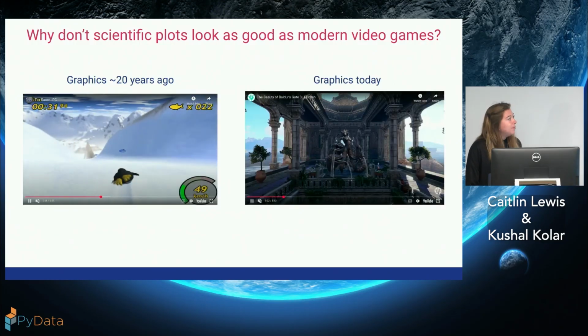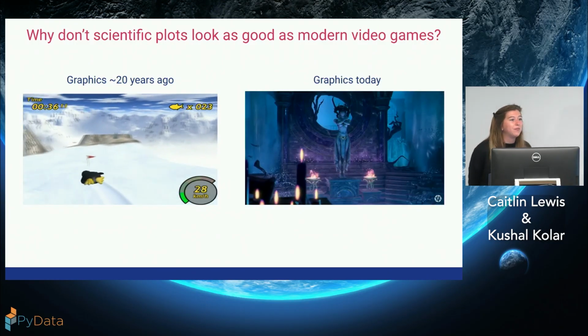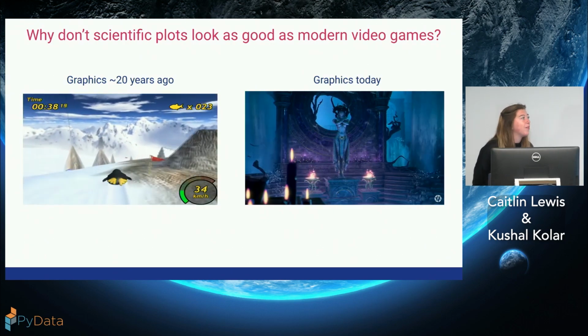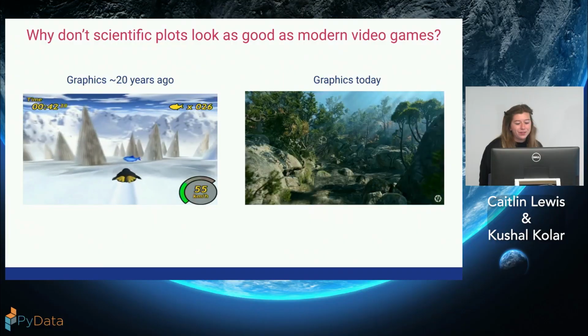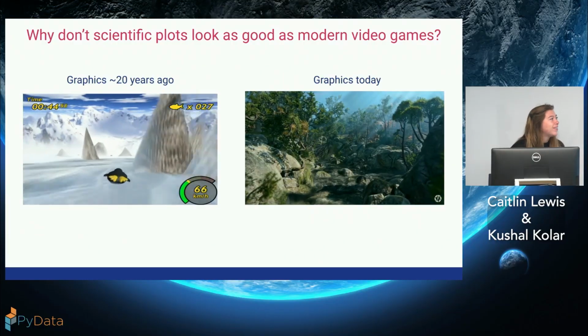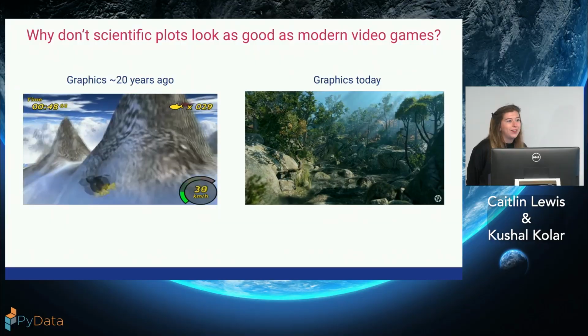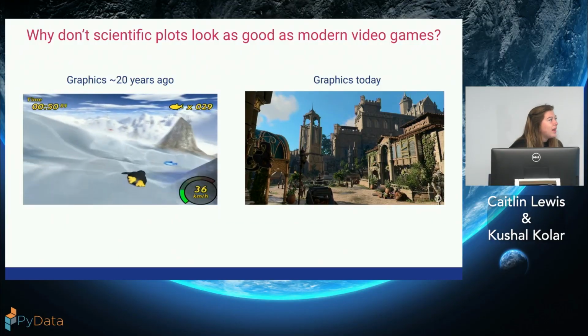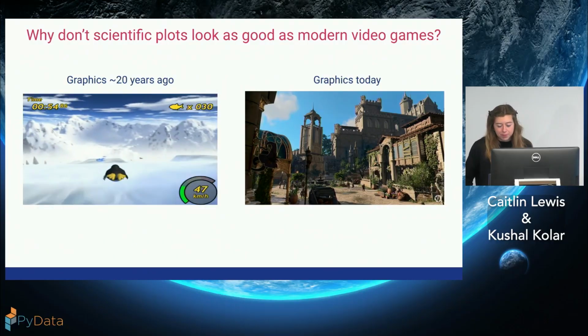And also, the difference in graphics 20 years ago versus now, there's been a lot of improvements, and you see that in modern video games. So on the left is a Penguin Racer game from 20 years ago versus graphics today. And why don't scientific plots look this good as the video on the right? And so, also harnessing new graphics technology is a big aim for our library.